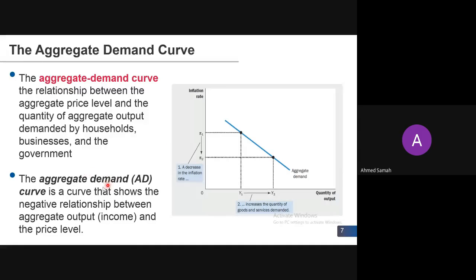So it shows the negative relationship between aggregate output and the price level. When the general price level falls in an economy, the quantity of goods and services demanded rises in the economy, similar to a single product's market. In a single firm, when the price falls, the quantity demanded increases.